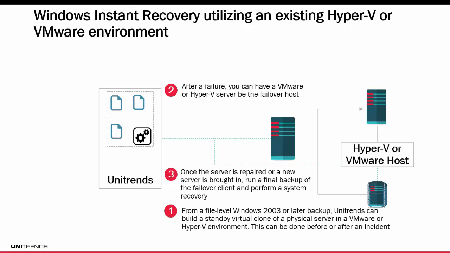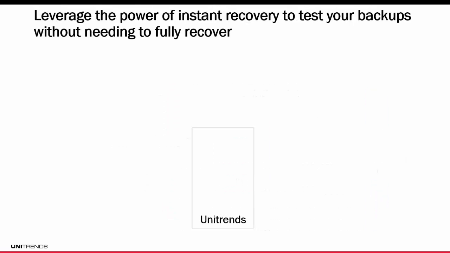Once you bring back up that server or it's been repaired, you run again another file level backup, build out a new image, and recover the Windows physical server just like it was when it was running within that virtual environment. You can leverage the power of instant recovery to actually test your backups without needing to take up space in your production environment or fully recover.